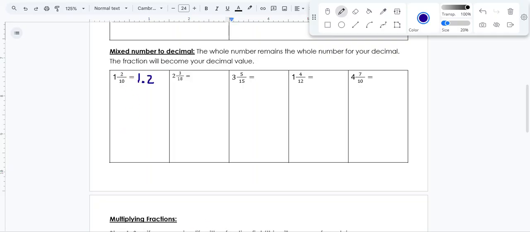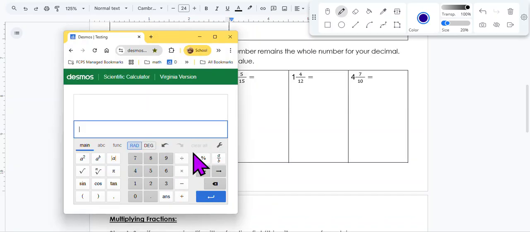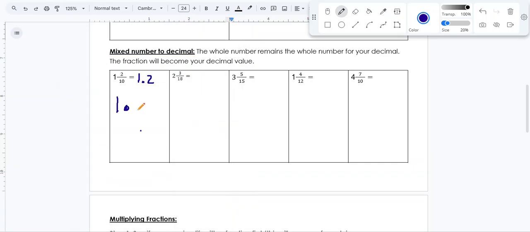The other way you can do it is use your calculator. It's going to be 1 as my whole number, but now I have to get my decimal number, right? So then I would do 2 divided by 10, and I get 0.2, right? So then that would be 1.2.